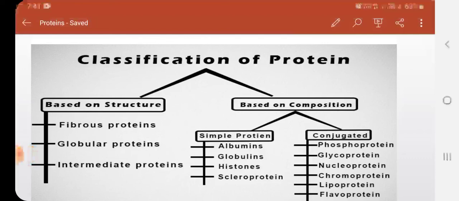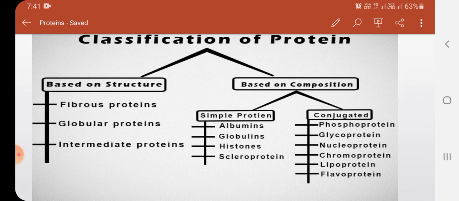Then we come to the second point, simple protein. Albumins. Albumin is soluble in water, dilute salt solution, and dilute acid and bases. These coagulate on heating and precipitate with high salt concentration. The examples are egg albumin, serum albumin and lactalbumins, which are in milk, and legumelins, which are in soybean.